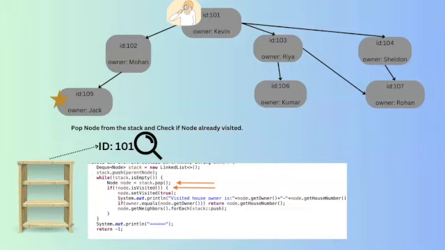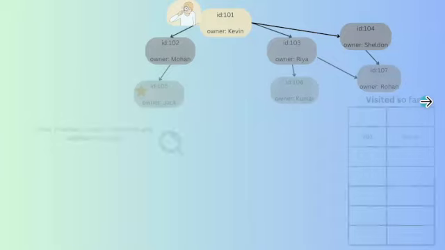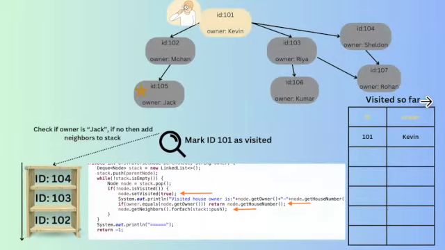Then it checks whether the node was already visited or not. Since it was never visited, it enters the loop, marks it as visited, and checks if the owner in this node is Jack or not. If not, it adds its neighbors to the stack. As you can see, the neighbors of owner Kevin are Mohan, Ria and Sheldon. Here you can also see the visited so far boxes. Currently the search has already visited Kevin, and the stack contains 101, 103 and 102.